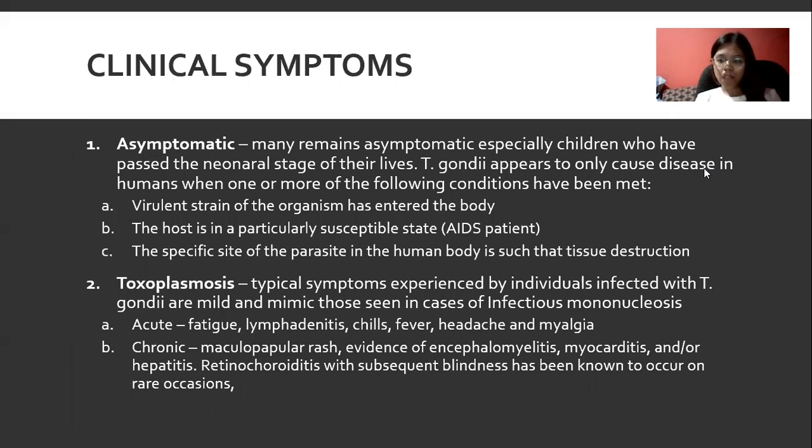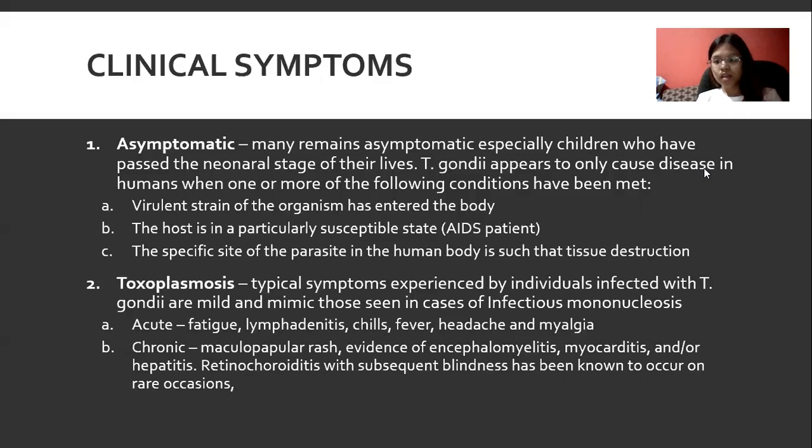So, clinical symptoms. Marami po kasing klase ng sakit ang kinokolekta ng Toxoplasma gondii. So, isa na po doon is yung asymptomatic infection. So, the patient may remain asymptomatic, usually the children who have passed the neonatal stage of their lives. Toxoplasma gondii appears to only cause disease in humans when one or more of the following conditions have been met. So, the virulent strain of the organism has entered the body. The patient is susceptible, so usually the AIDS patient, and the specific site of the parasite in the human body is such that tissue destruction occurs.